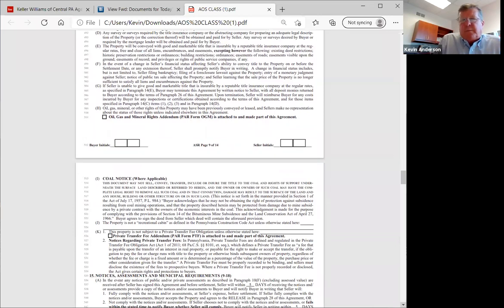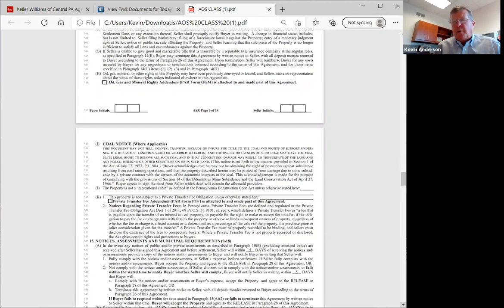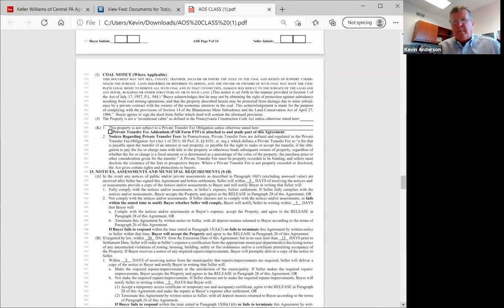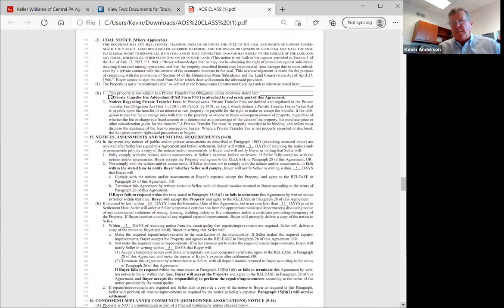Oil and mineral rights, we don't get into that much, but if there are that transfer with the property, you have to have an oil, gas, and mineral rights addendum signed and made part of the agreement of sale. Coal notice, haven't had it come up yet, but I'm sure there's parts of the state where it's more prevalent than here.